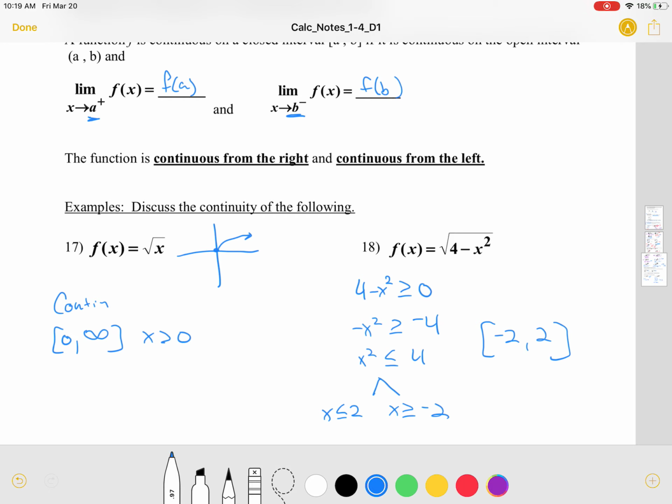If we only plug in points from these spots, we get negative 2, 0, and 2, 0. If you plug in 0, you're just going to get a nice 2. So this graph gives you that half circle. Can't even draw a half circle.